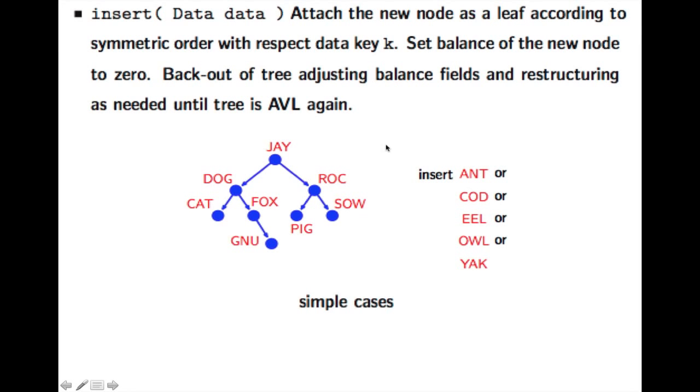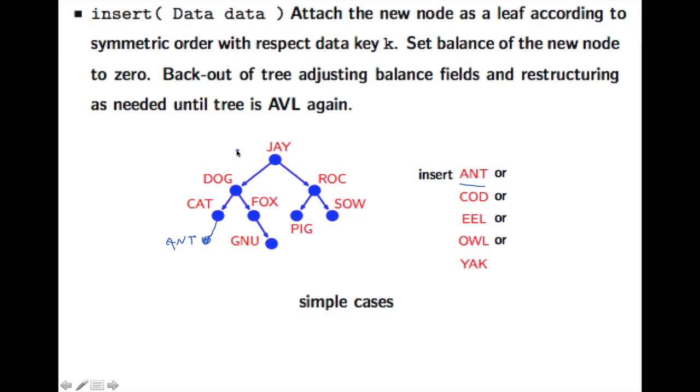To insert data, we just insert it in the usual way as in the binary search tree. Let's say we want to insert ant. Then we go here, ant is smaller than cat, so we add ant here, and we connect it to this node, and we recalculate the balance variables.